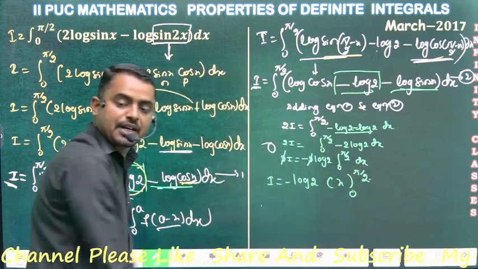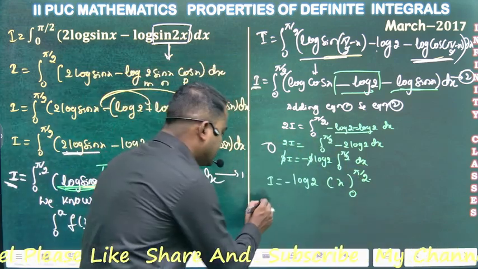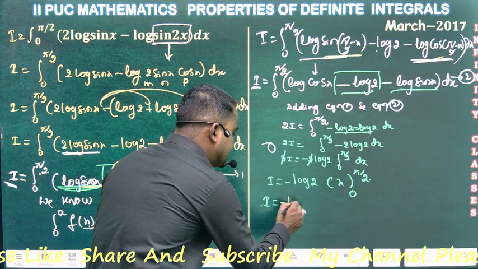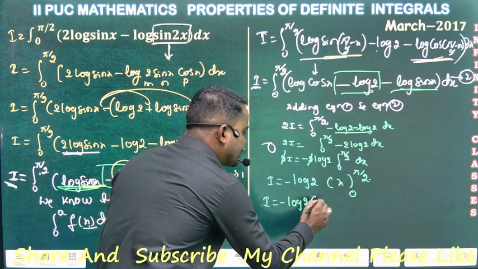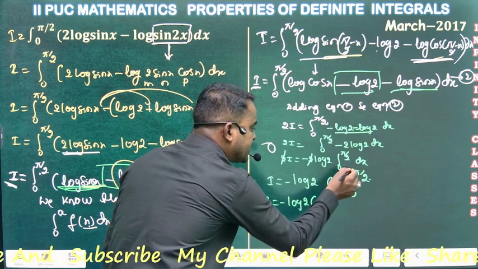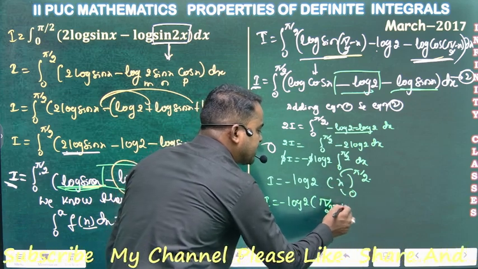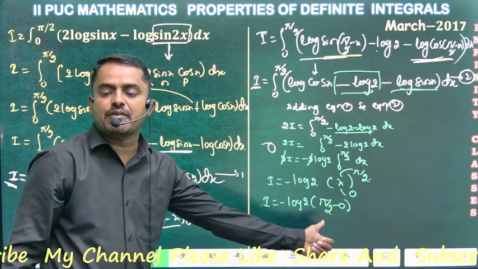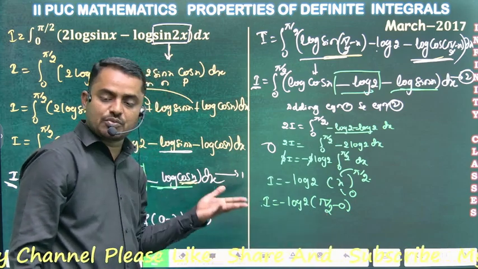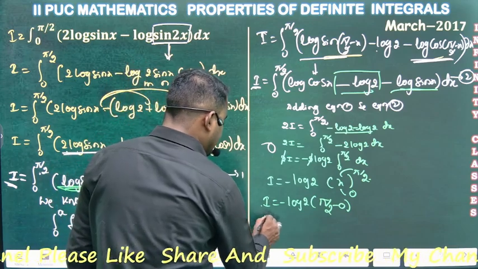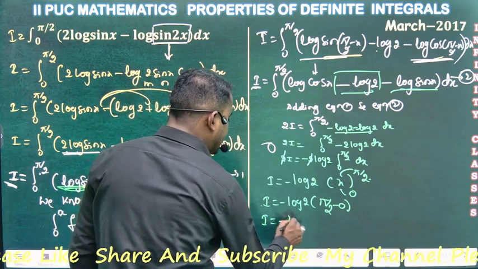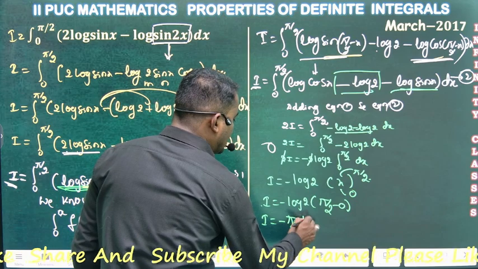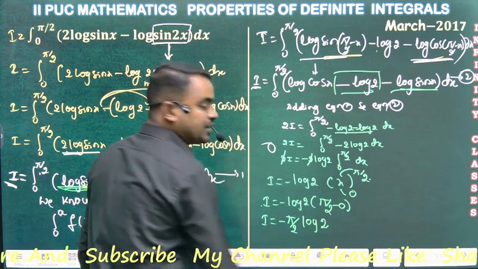Now substitute the upper limit first, that is 5 by 2. I is equal to minus log 2 times 5 by 2 for the upper limit, minus the lower limit, that is minus 0. 5 by 2 minus 0 will be 5 by 2. So 5 by 2 into minus log 2. Then I is equal to minus 5 by 2 log 2. So this is the final answer.